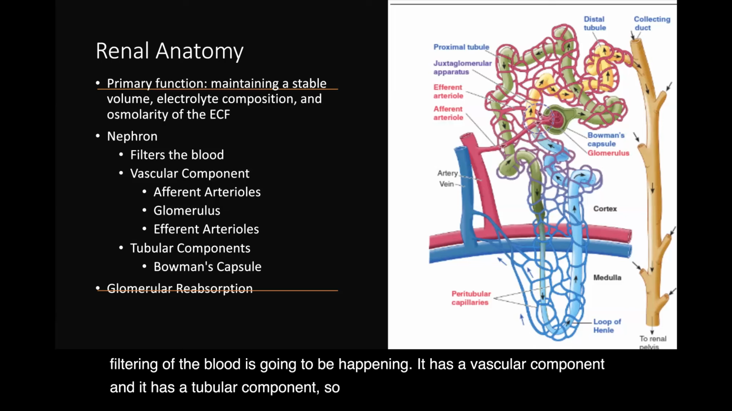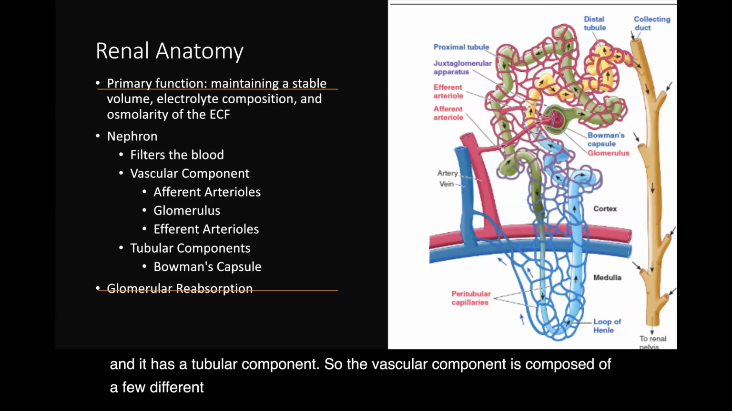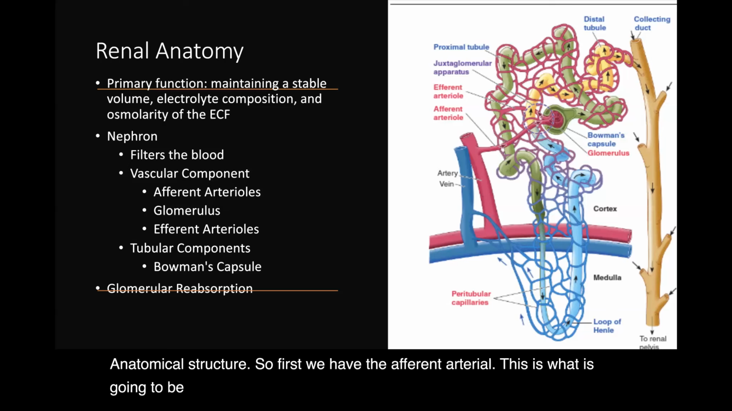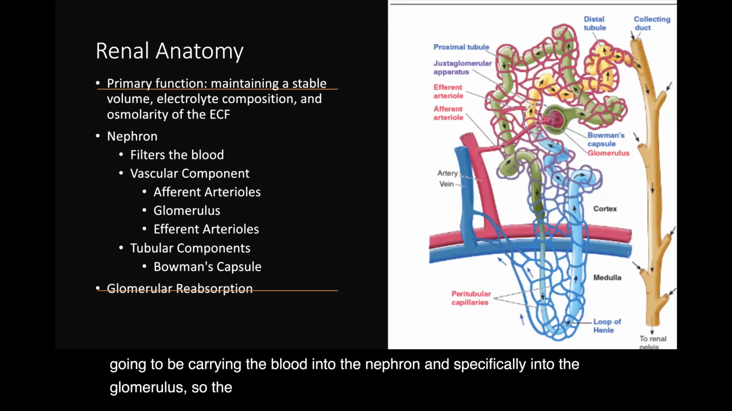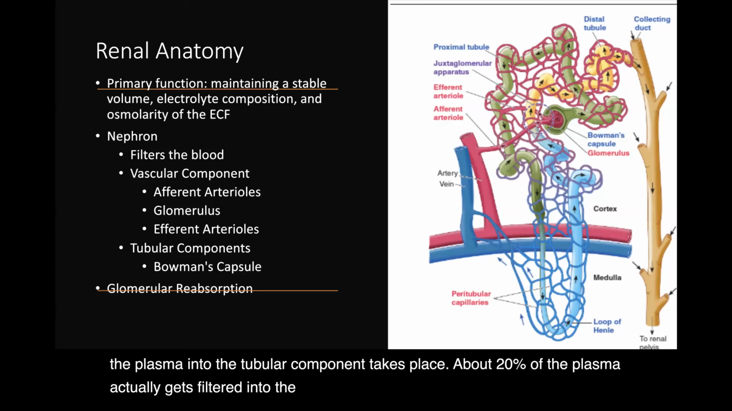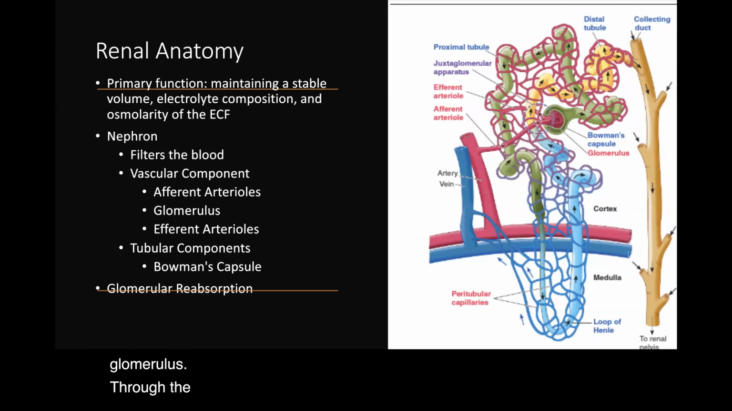So the vascular component is composed of a few different anatomical structures. So first we have the afferent arteriole. This is what is going to be carrying the blood into the nephron and specifically into the glomerulus. So the glomerulus is a tuft of capillaries. This is where filtering the plasma into the tubular component takes place. About 20% of the plasma actually gets filtered into the tubules. The rest of the 80% continue out of the glomerulus through the efferent arterioles.